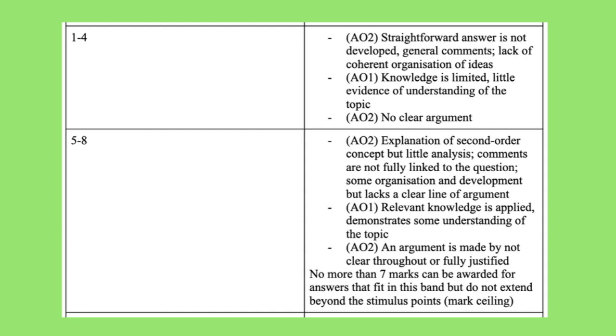The middle bullet point on AO1 is all about showing your knowledge and understanding. So maybe you've got a few bits of information, but you might need a little bit more, or it might need to be a bit more relevant to the question. This brings us on to the mark ceiling.